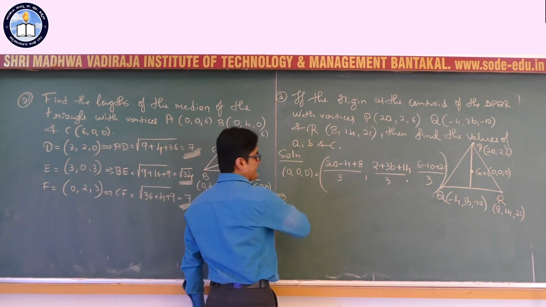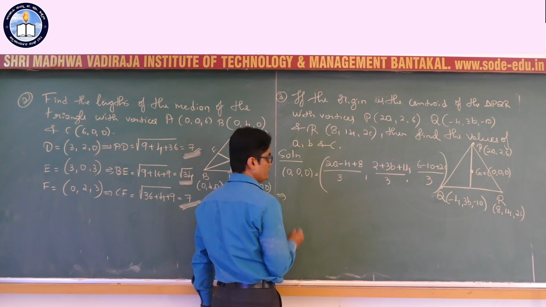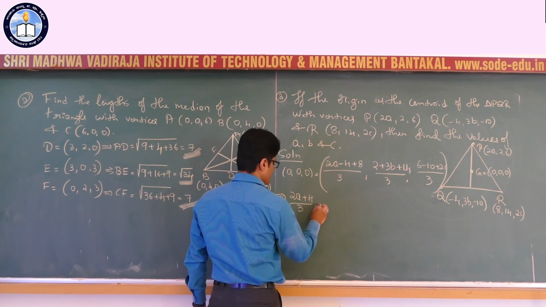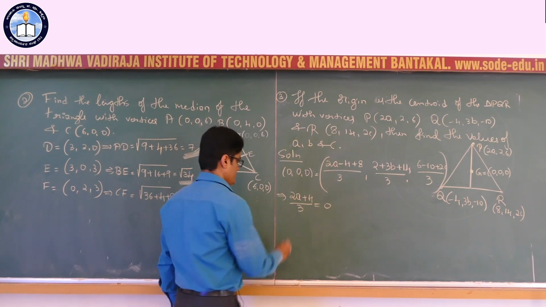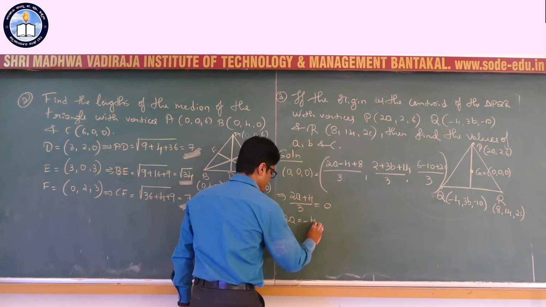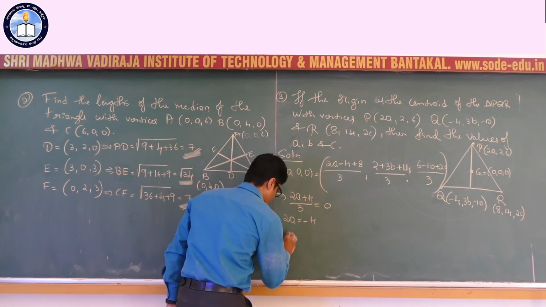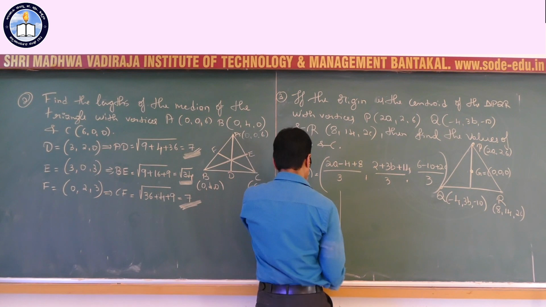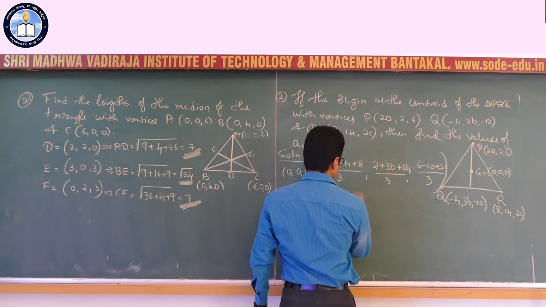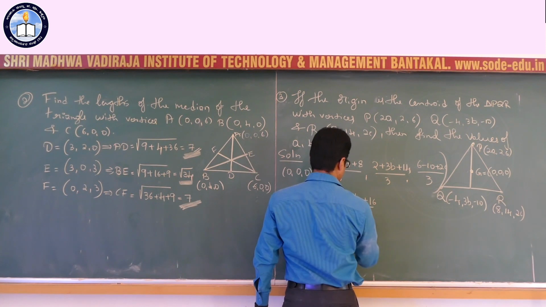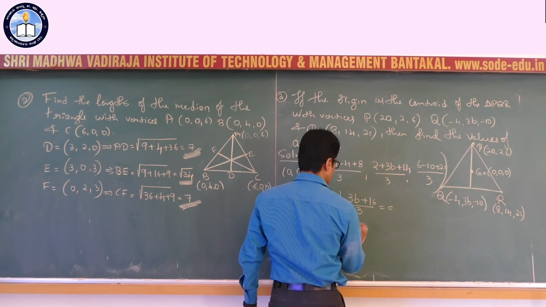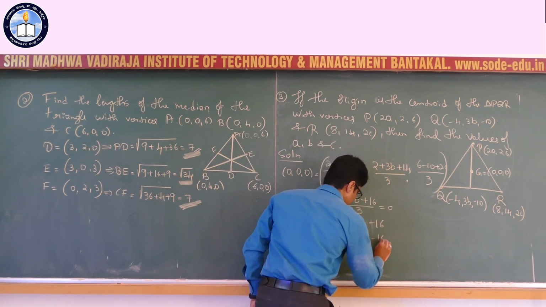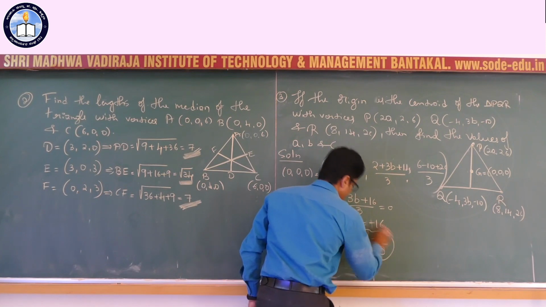So you are equating all of this with 0, because the centroid is 0. So (2a plus 4) by 3 is equal to 0. That means 2a is equal to minus 4, so a is equal to minus 2. Now equate the y coordinate. (3b plus 16) by 3 is equal to 0. So 3b is equal to minus 16. So b is equal to minus 16 by 3. This is our second answer.